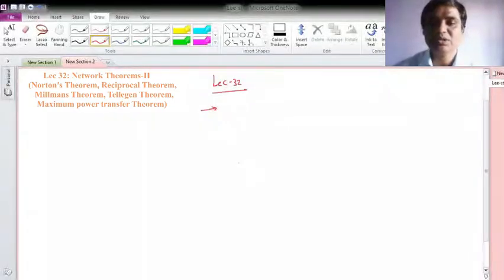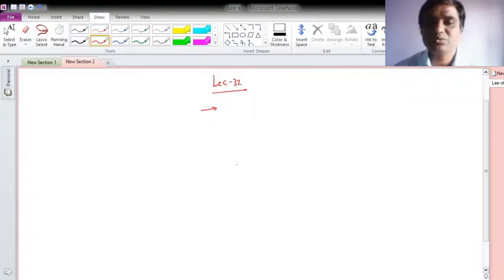Welcome to lecture 32. In the last class we started with the network theorems. We have seen how to solve a circuit using the superposition theorem and also using Thevenin's theorem. Network theorems are applicable when I am interested in finding the voltage and current for one particular branch. In this situation it is of no use to write the mesh and nodal equations and solve the circuit. We can go directly with the network theorems and solve the circuit.